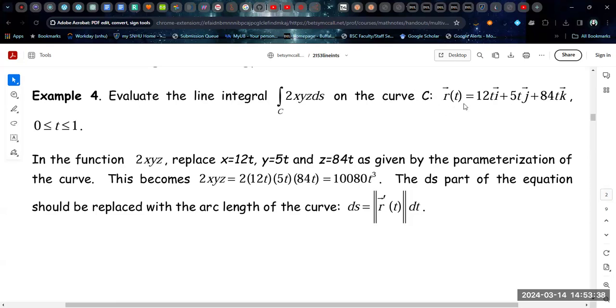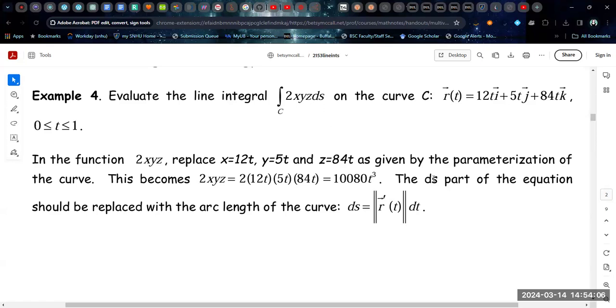So what we're going to do is, since we're following along this curve, we are going to replace our x, y, and z with our curve expressions. So x will be 12t, y will become 5t, z will become 84t. And then when we plug all of that in, we end up with 10,080t cubed, when we multiply all the coefficients together.